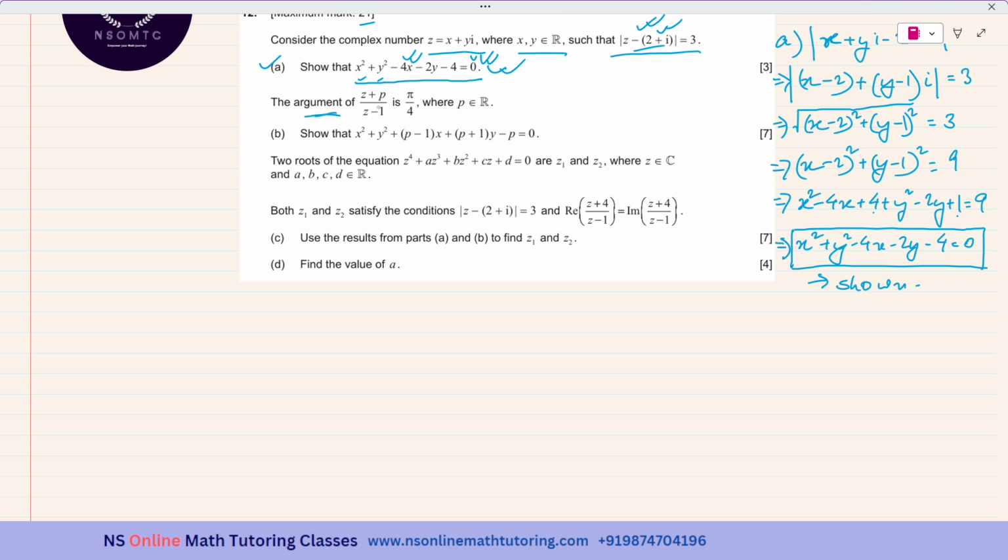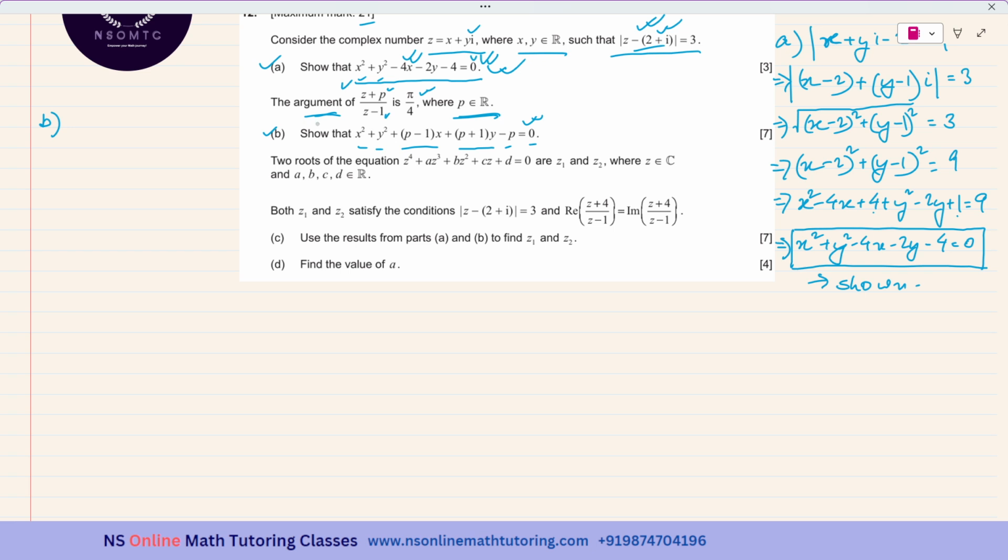The argument of z plus p over z minus 1 is pi over 4, where p is a real number. Subpart B, show that x squared plus y squared plus p minus 1 times x plus p plus 1 times y minus p is equal to 0. Okay, again we have to show this equation. We have to come to this equation from the information that has been given to us. z is x plus yi. Okay, so let us see what happens.